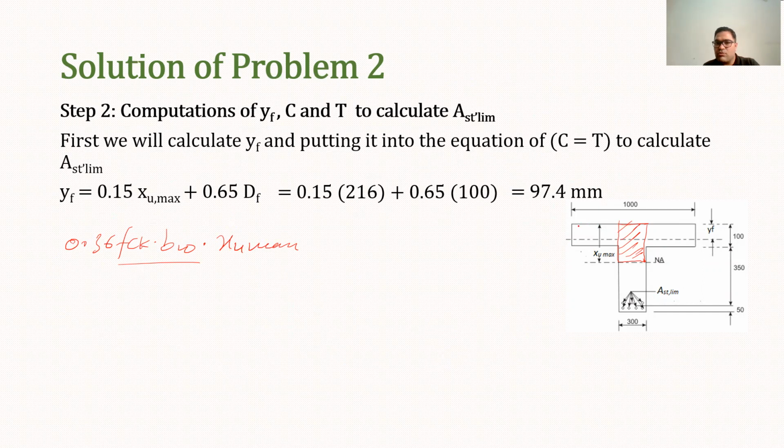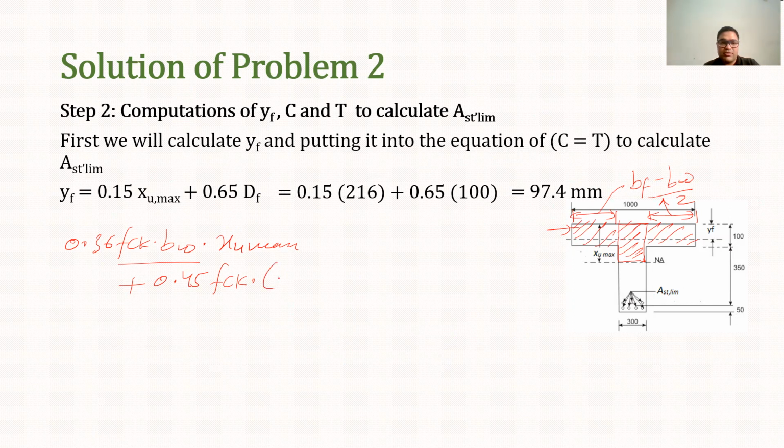Now we have to find out the compression taken by this flange and this flange part. So we will add. The compression in this flange will be equivalent to 0.45 FCK multiplied by the width. This width is BF minus BW by 2. Similarly, this width is also the same value.